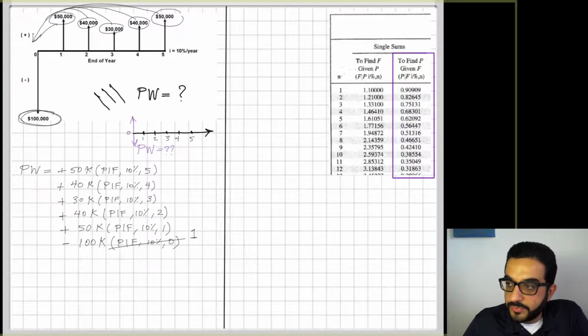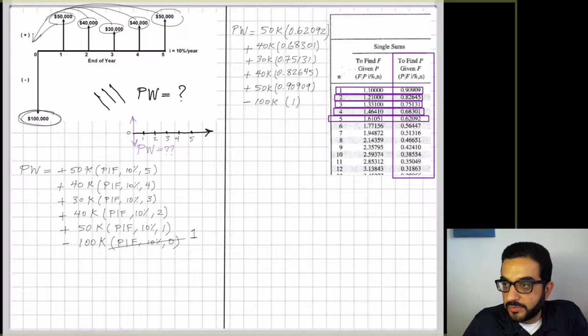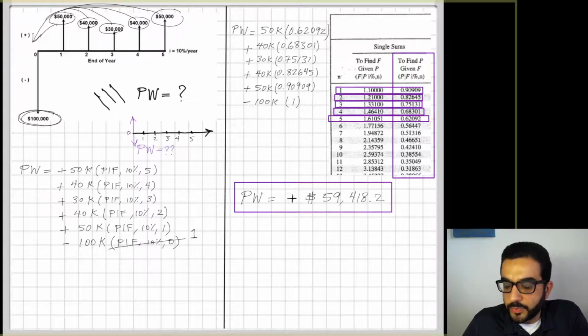So looking at the tables, this is just zooming in on that page in the tables that represents 10%. And the P given F is the second column in this table. And just grabbing here and picking up the values of the different factors I'm dealing with. So 50k times P given F 10% and 5, this is the value. And if you keep going with the different values, and of course the 100k, like we've seen, has a factor of 1, and when you calculate that, you'll find that your present worth is equal to positive 59,418 and 20 cents.